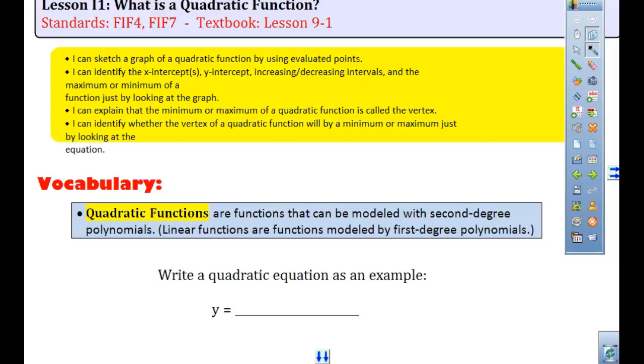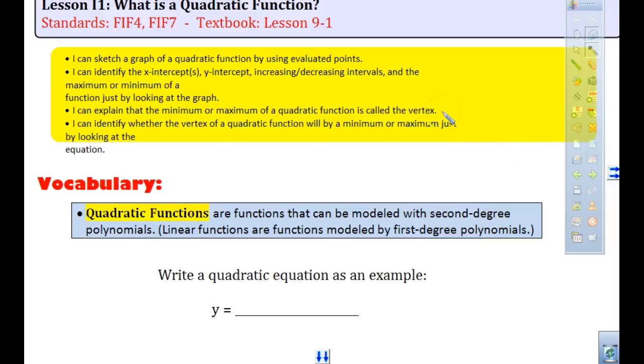In your textbook, lesson 9.1, and I listed the standards. Key things that we're going to be working on. I can sketch a quadratic function using the evaluated points. I can identify the x-intercepts, y-intercepts, if it's increasing, decreasing, the maximum and minimum of the function as we look at our graphs. I can explain the minimum for a quadratic.